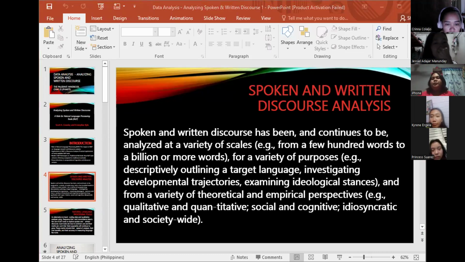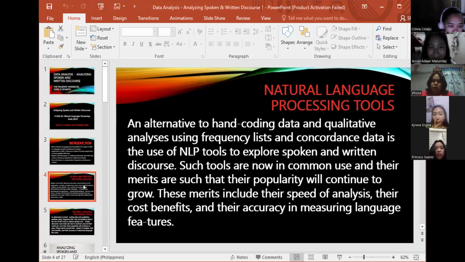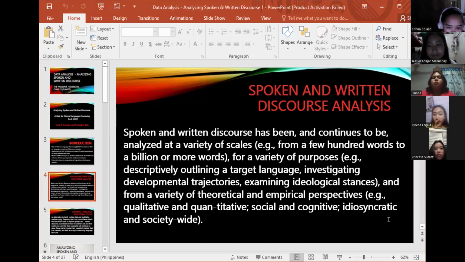Before computers, people analyzed language by hand. They kept on counting words, rather than having the advantage of NLP tools. It helps the students make their work more efficient and they can save a lot of time. Also, that is the spoken and written discourse analysis.